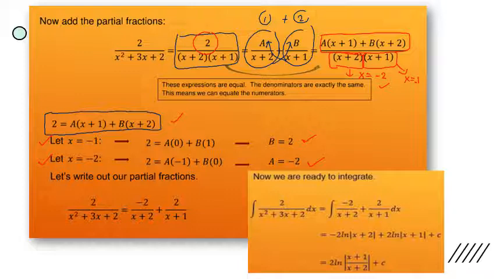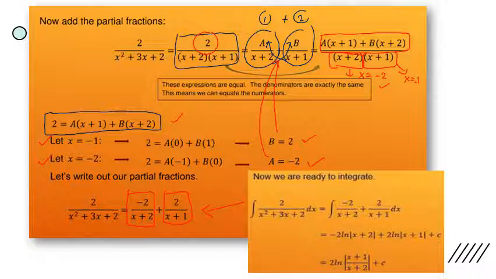Then we can write out our partial fraction. We substitute the values of b and a into this partial fraction. So we get negative 2 over x plus 2 plus 2 over x plus 1. Then we can simply integrate these two partial fractions separately.